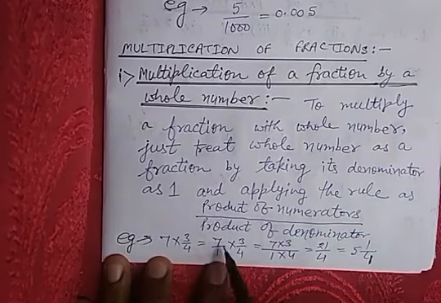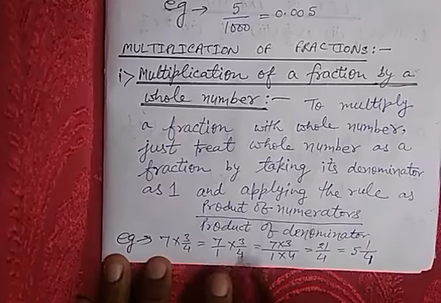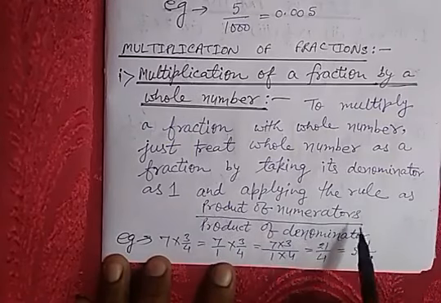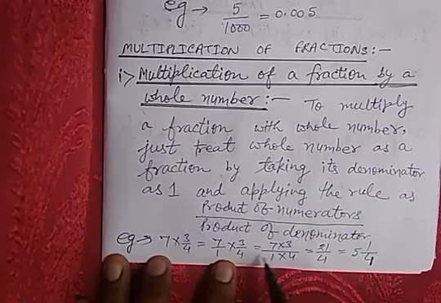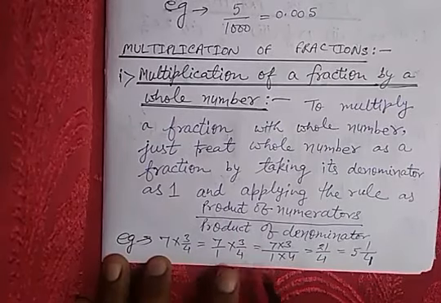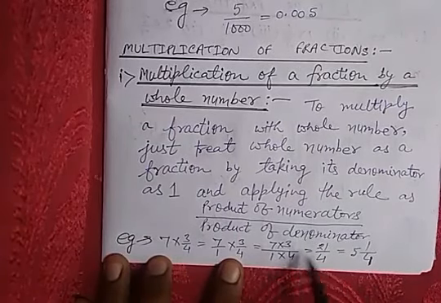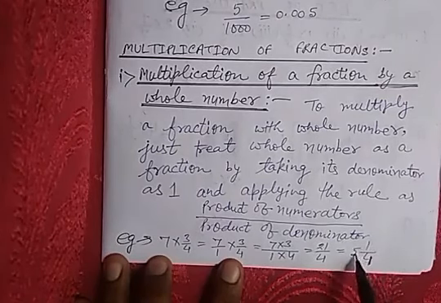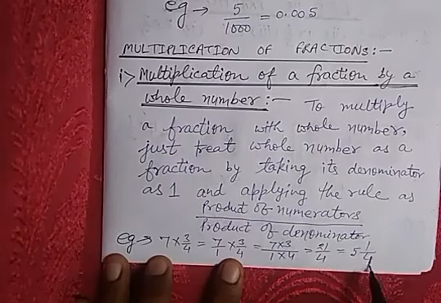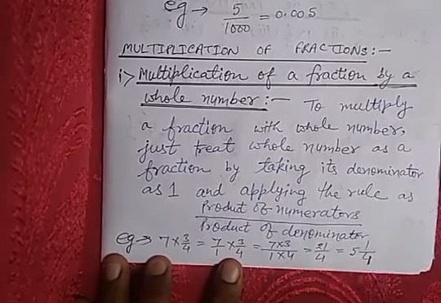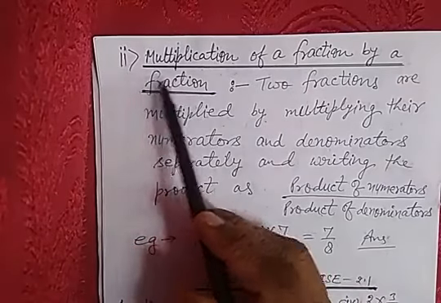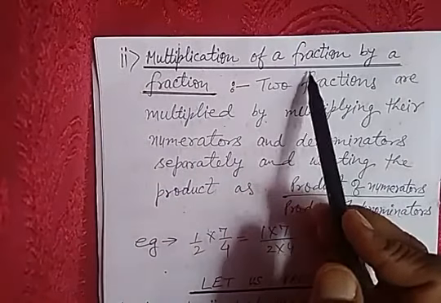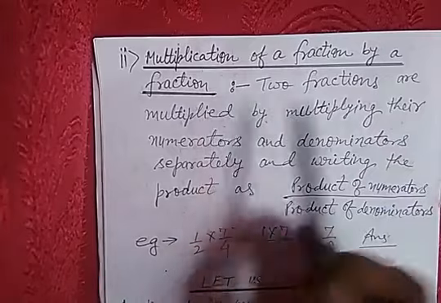This whole number is written as 7 upon 1 into 3 by 4. And we apply this formula, product of numerators upon product of denominators, is equal to 7 into 3 upon 1 into 4, is equal to 7 threes are 21 and 4 ones are 4. 21 upon 4 is equal to 5 whole 1 upon 4, as 4 fives are 20 plus 1, 21 upon 4. This is the answer.